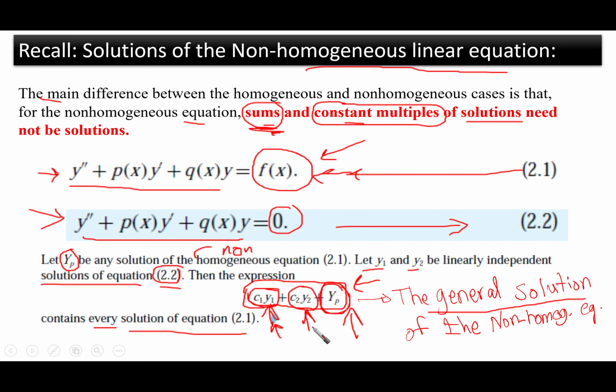Okay, so one last time, I'm going to say that the general solution of the non-homogeneous equation consists of two parts. One part is related to the associated homogeneous equation, which is going to be C1y1 plus C2y2, and the other part is related to the non-homogeneous equation solution. We call it the particular solution because it is a particular, unique solution, for example, for this non-homogeneous differential equation.